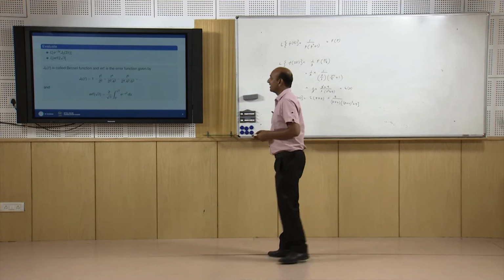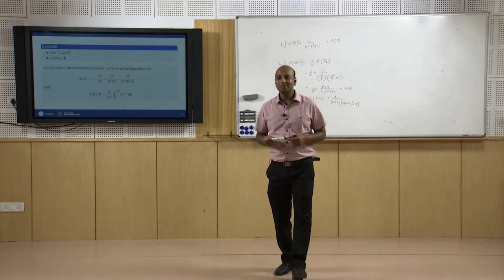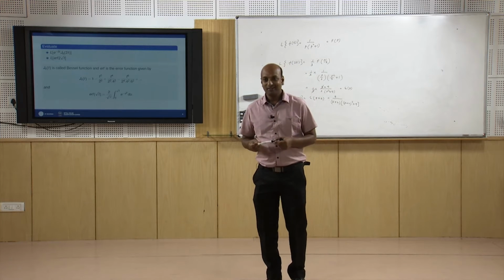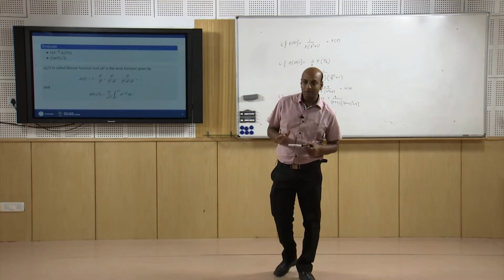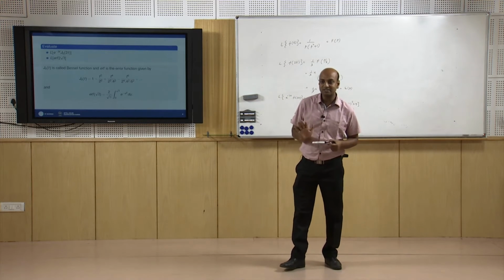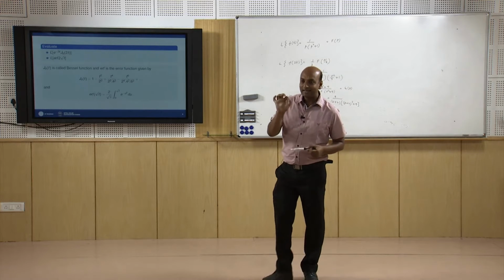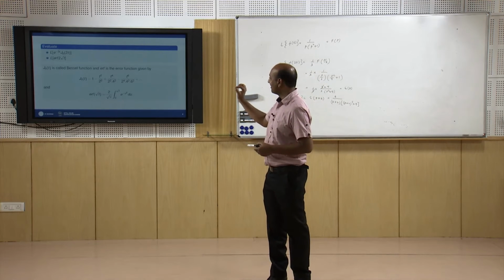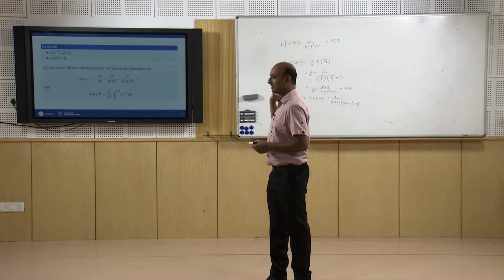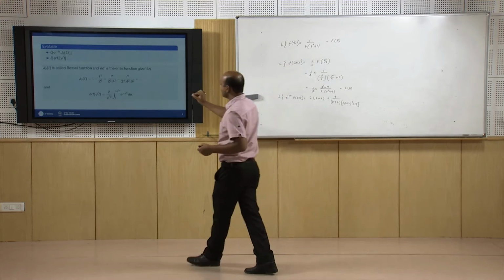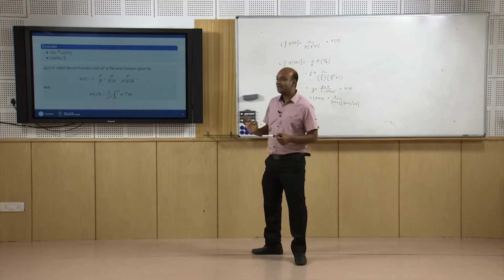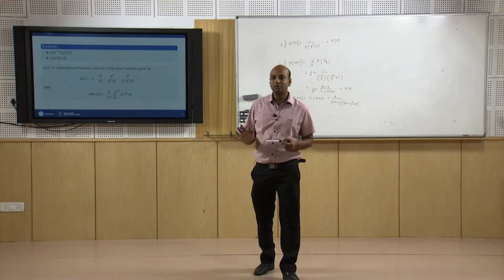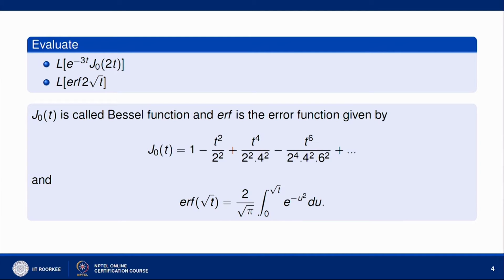Now, let us find out the Laplace transform of some special functions, like the Bessel function. I am not going into much detail of special functions, simply assume that J naught of x is given by this series and the error function is given by this particular expression. So, how to find the Laplace transform of J naught of t, which we call the Bessel function, and how to find the Laplace transform of the error function.